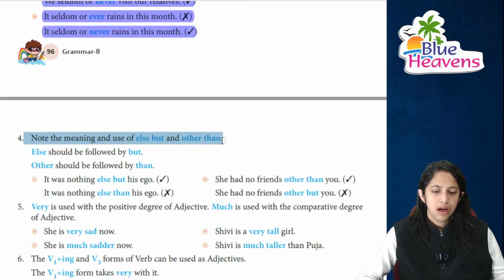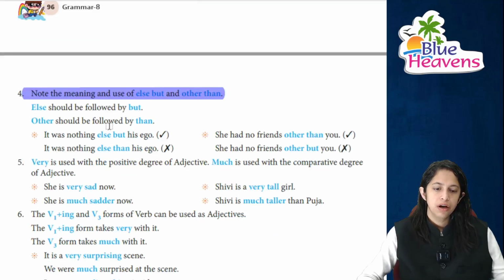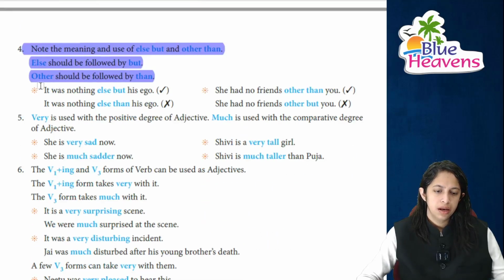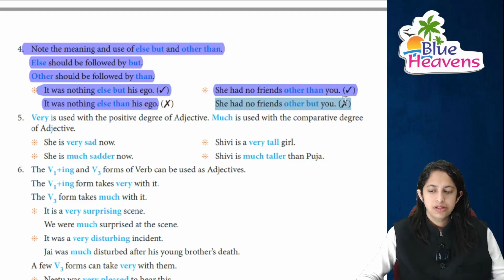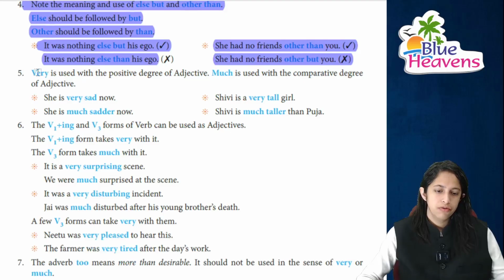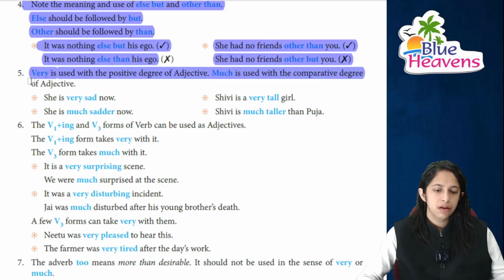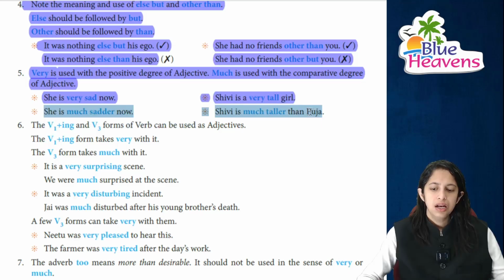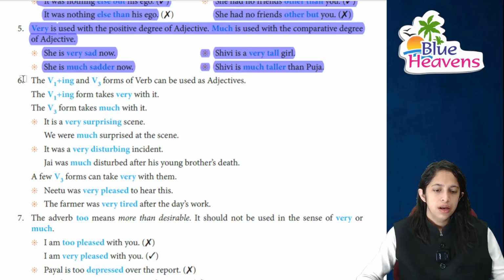Note the following meanings and write the use of "else", "but" and "other". "Else" should be followed by "but"; "other" should be followed by "than". "It was nothing else but his ego" is right. "It was nothing else than his ego" is wrong. "She had no friends other but you" is absolutely false. "Very" is used with the positive degree of adjectives; "much" is used with the comparative degree. "She is very sad now. She is a very tall girl. She is much sadder, and she is much taller than Pooja."